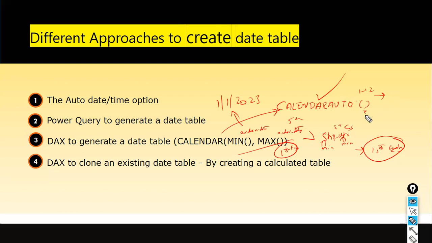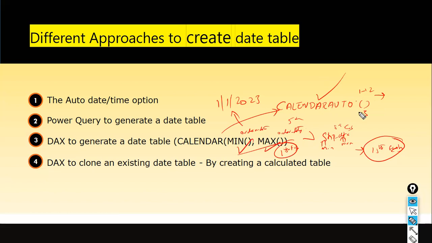Supposing you specify 3 here, 3 is the last month of the fiscal year, month 3. So March. What will happen is it will create the date table starting from 1st April to next year, March 31st, automatically finds out. The other advantage of calendar auto is you don't have to specify min, start or end date.